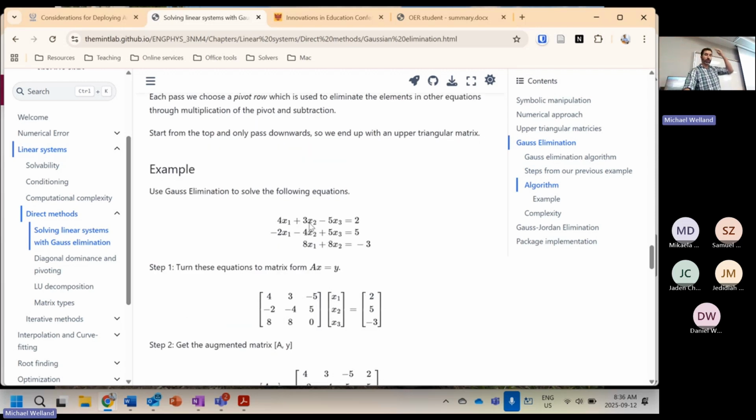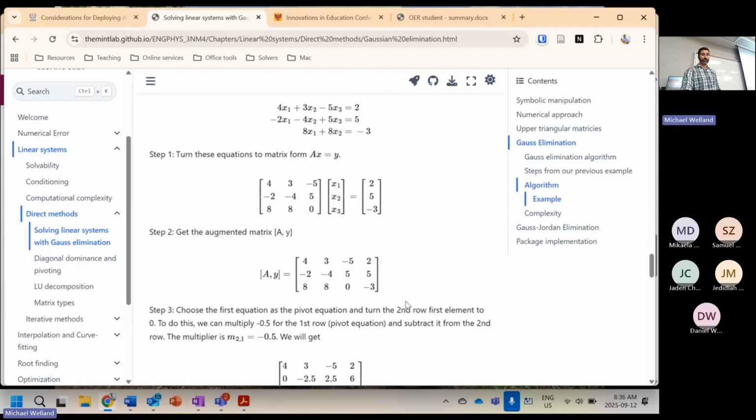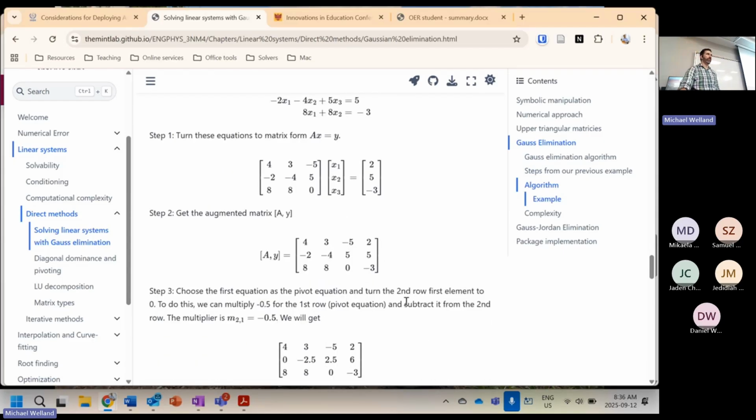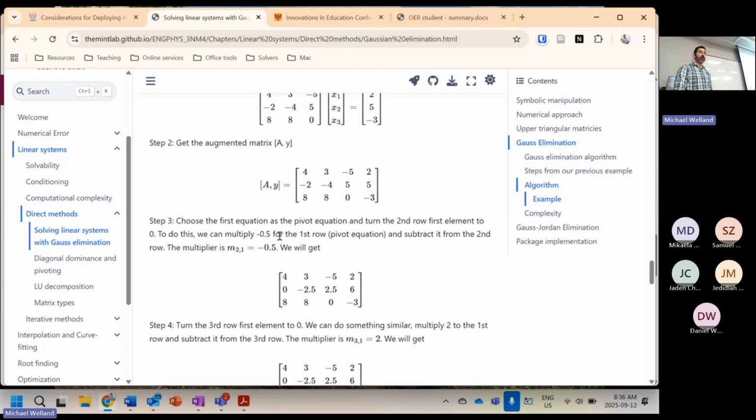Gaussian elimination. We want to solve this system of equations. Now we're finally up to 3 by 3. What we do is we turn it into a matrix. Wave your hand if I'm going too fast here. We get the augmented matrix. You slap the solution onto the side. And now what you want to do is choose the first equation as the pivot.